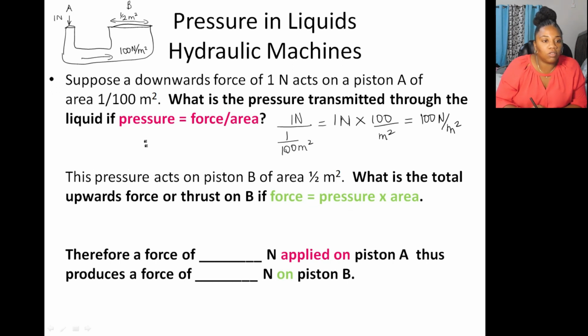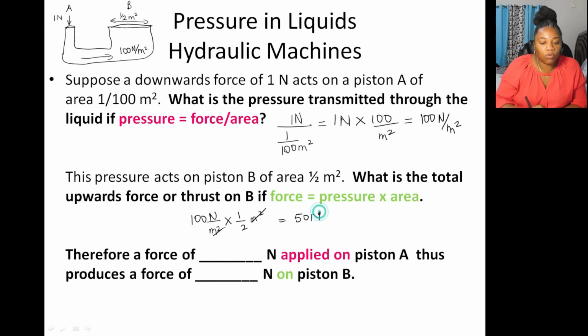So what is the total upwards force or thrust on B if force is equal to pressure times area? We have the pressure from up here, the pressure traveled through the liquid as said before. So we can say 100 newtons per meter squared times half a meter squared, and that will give us 50 newtons.